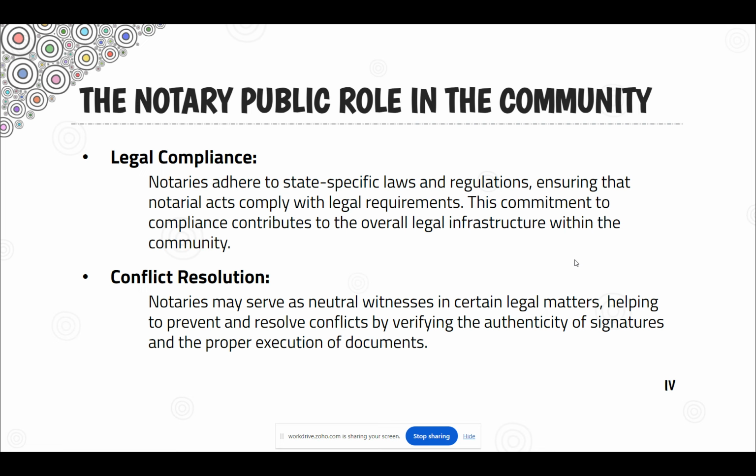Legal compliance. Notaries adhere to state-specific laws and regulations, ensuring that notarial acts comply with legal requirements. This commitment to compliance contributes to the overall legal infrastructure within the community. Conflict resolution. Notaries may serve as neutral witnesses in certain legal matters, helping to prevent and resolve conflicts by verifying the authenticity of signatures and the proper execution of documents.